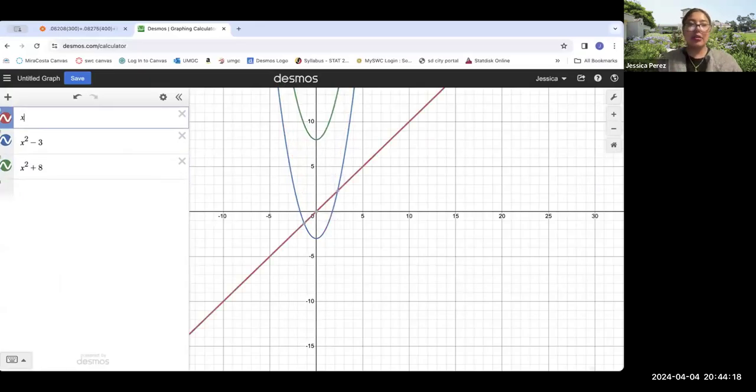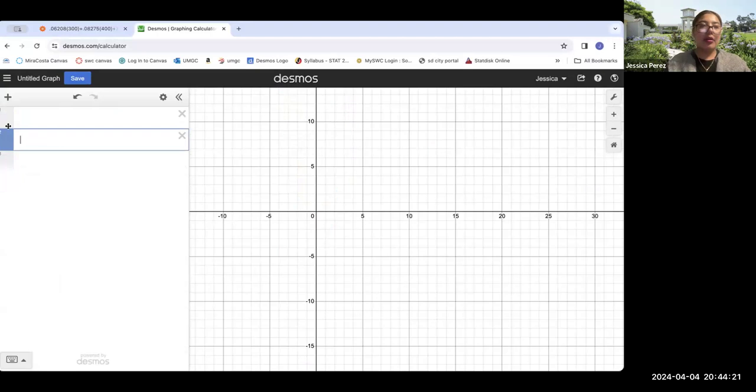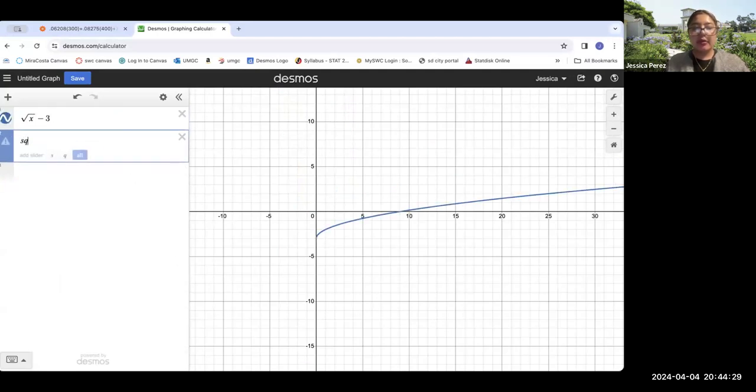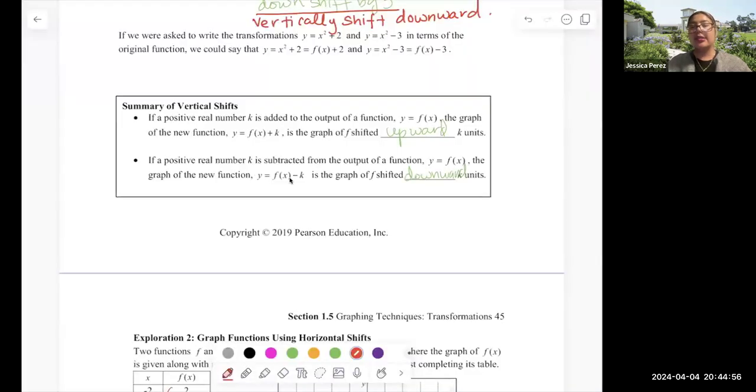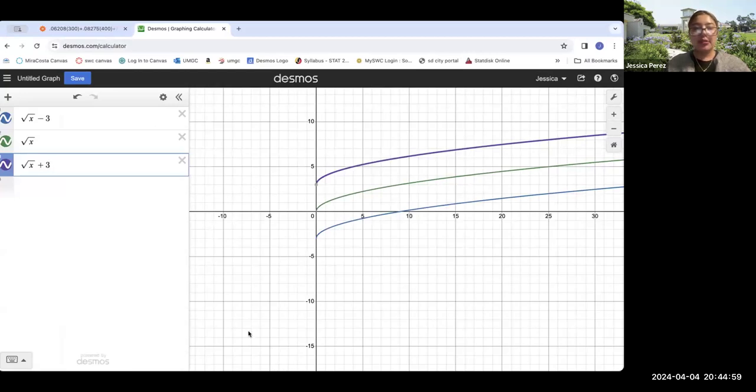I could show you a new function. What if I ask for, maybe, the square root of x, and then on the outside I do a -3? See how from the original square root of x, from 0 it went down to -3, it went down 3 because of this -3. If I add a 3, now it goes up by 3 because of the +3. So see how it shifts vertically up and down? That's the first one, that's the easiest of the transformations.